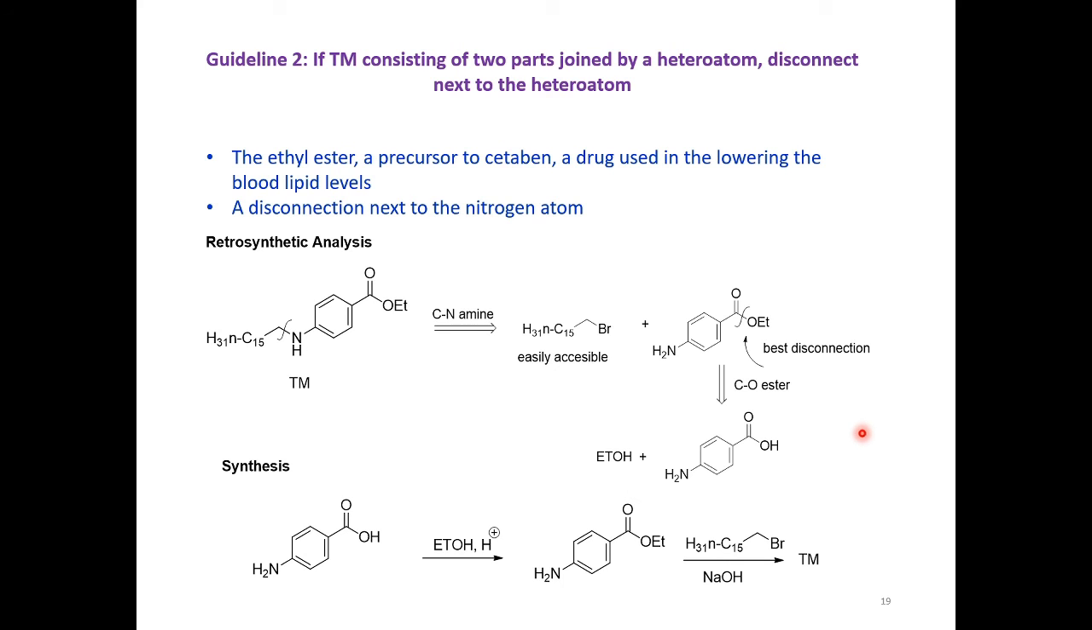So for the synthesis, we have readily available starting materials here, aminobenzoic acid and this alkyl halide. Okay. In the first step, we need to esterify this carboxylic group. When you treat with ethanol in the presence of mineral acid, it will give the corresponding ester. And in the second step, when you treat with alkyl halide, you will get the target molecule.